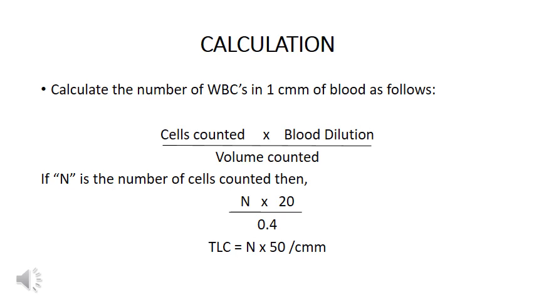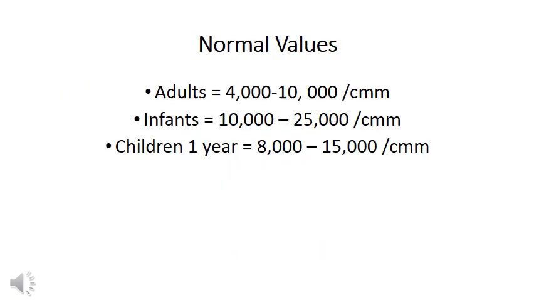So after calculation we can get the total leukocyte count: dividing 20 over 0.4, we will get N into 50. So it is a very important formula whenever you study or manually count the leukocytes. You will learn that the N, the number of WBCs you counted, you must multiply by 20 and divide by 0.4. Then we will actually find the total leukocyte count in blood.